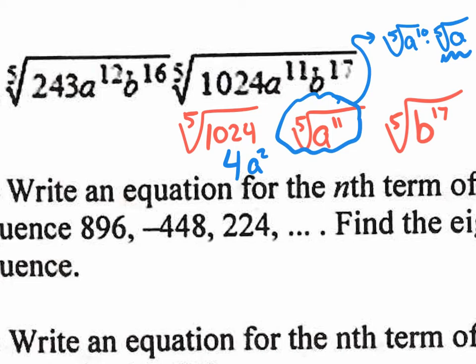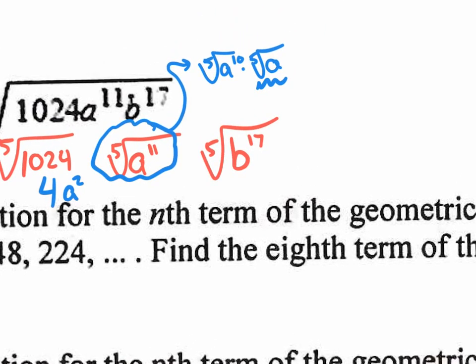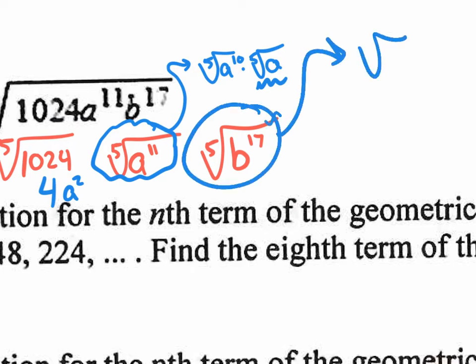But before we do that, let's take the other one. Let's do the fifth root of b to the 17th. Now, I don't want b to the 17th. I want something that's divisible by 5, so I'm going to change it to 15. How am I going to do that? I'm going to say the fifth root of b to the 15th times the fifth root of b to the second, because b to the 15th times b to the second really is the b to the 17th that we had originally.